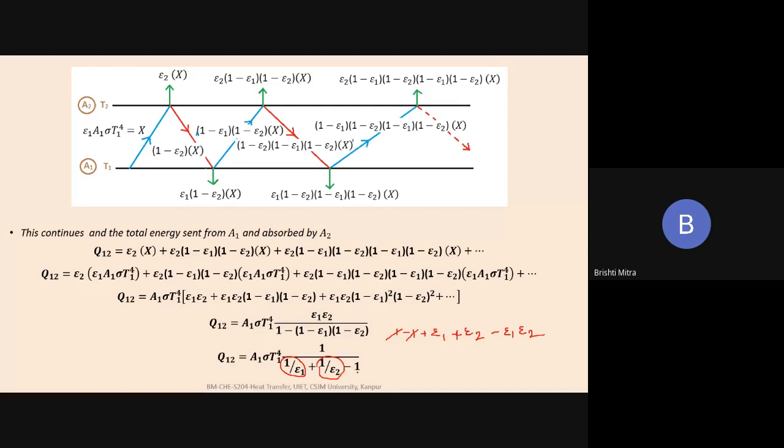So this is what happens. This is the total amount of energy which is sent by 1 and is absorbed by 2. That means the heat exchange that is there: A1 sigma T1 to the power 4 divided by 1 divided by epsilon 1 plus 1 divided by epsilon 2 minus 1.